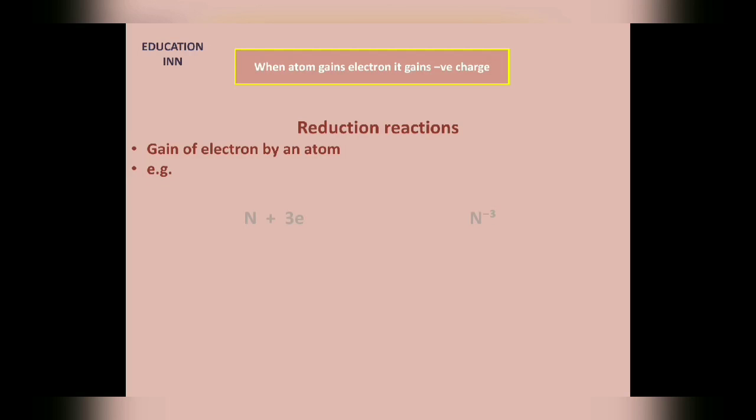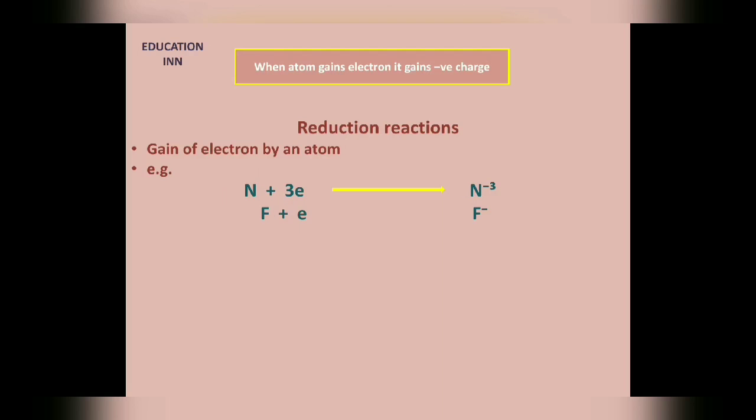For example, this is an unbalanced equation. Nitrogen belongs to group number 5 and can gain 3 electrons to fulfill its octet. When it gains 3 electrons, it produces nitrogen minus 3. So this gain of electrons is termed a reduction reaction.